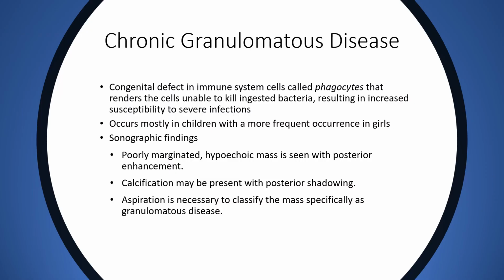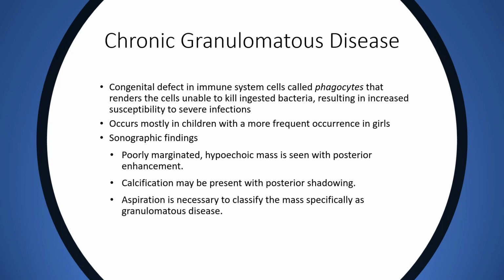Chronic granulomatous disease is a congenital, immunocompromising defect that causes problems with the phagocytes, which are the cells that kill bacteria. So it renders them unable to kill the ingested bacteria, and that results in increased susceptibility to severe infections. Mostly we're going to see this in children, with a more frequent occurrence in girls.